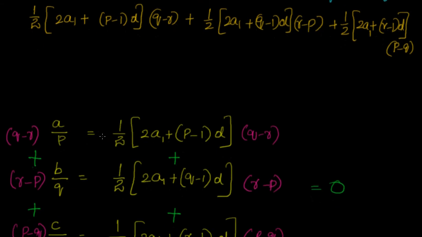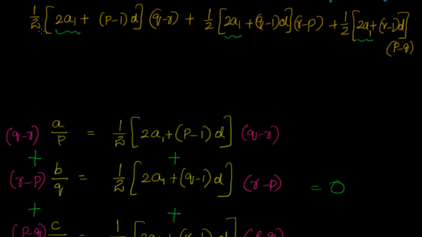So what will be my next step is, I will take a1 terms separate. I will club them all, because you can see 2a1 I can take common. I will have q minus r plus r minus p plus p minus q, which will add up to 0. Similarly, I will take d terms separate. Then I will have p minus 1 into q minus r, similarly q minus 1 into r minus p and r minus 1 into p minus q. They also will become 0.